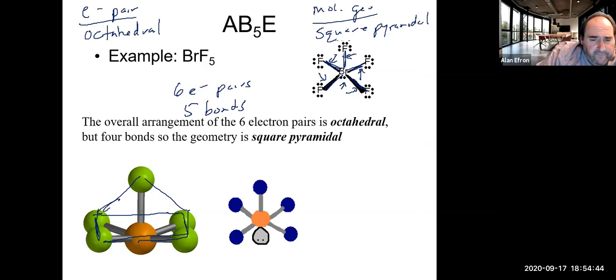Did I write only 4 bonds? It is a typo, thank you. I got it right there. I wasn't counting, thank you. That should be 5 bonds.